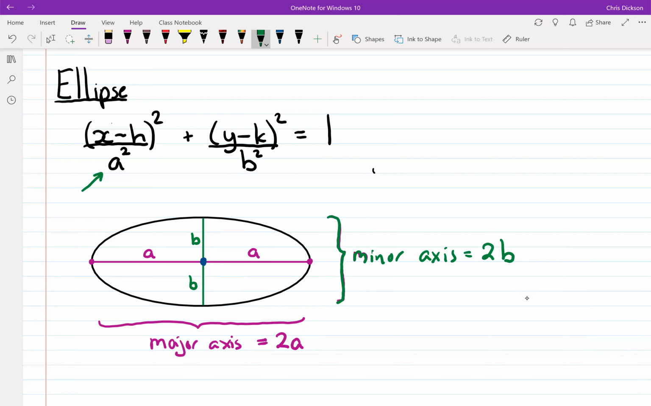Now, there are ellipses that open the other way, and I'll talk about those in a second, with a different formula for that. But before I do that, the center is just like the circle. So the center has the coordinates h, k. So that's where the center is.